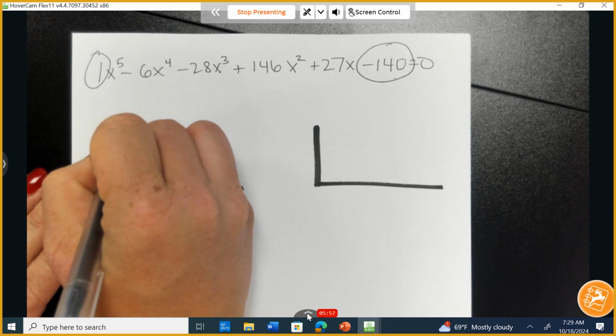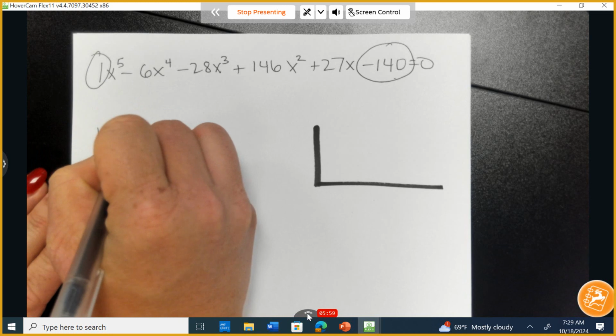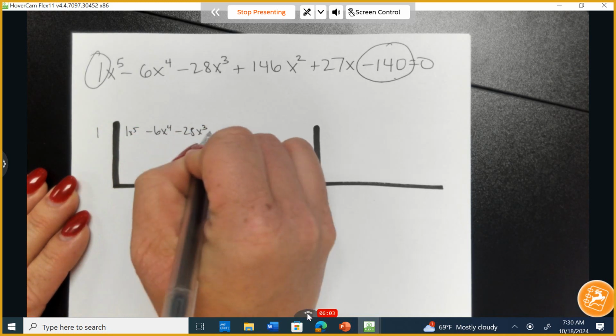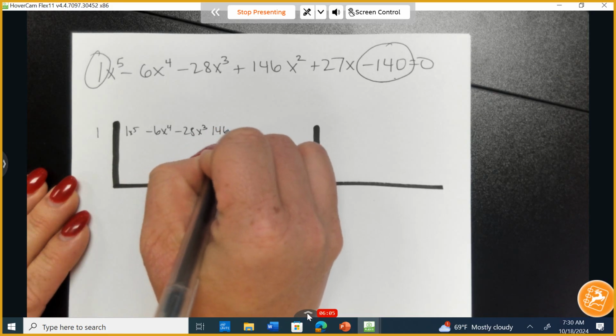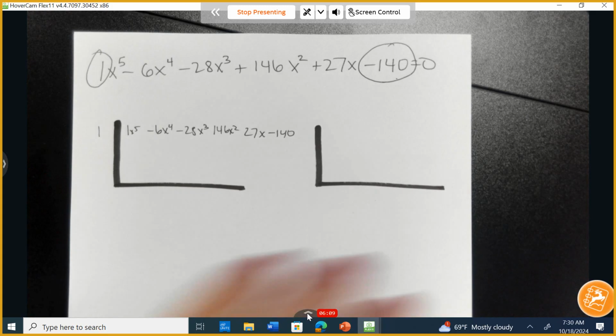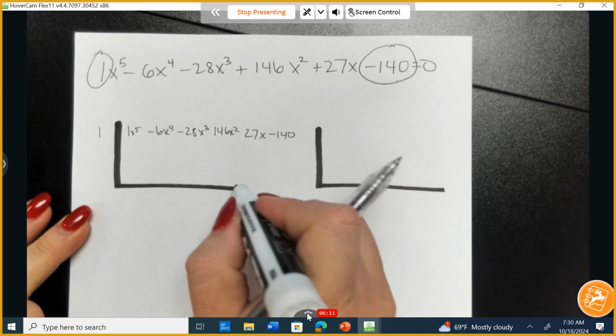And so I'm going to start with 1, and you are just watching as I test this. So I'm going to come over here, and I'm going to test 1. If it doesn't work, I'm going to test negative 1. And I'm going to keep going until I find one that works. Testing 1. Here we go. I have 1x to the 5th, negative 6x to the 4th, negative 28x to the 3rd. You're going to have a calculator out for me because you're going to help me do the math process, so I don't have to stop here and grab a calculator.